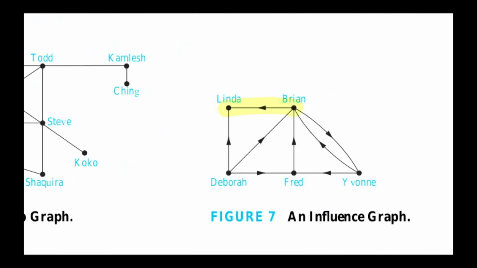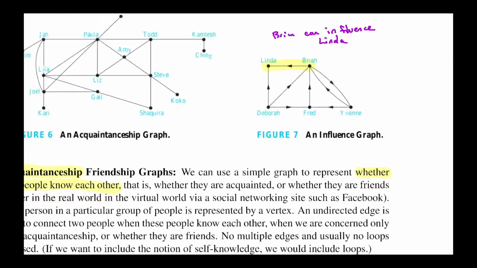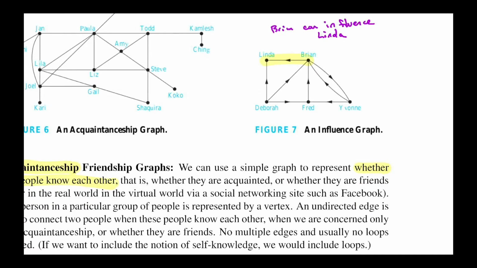You should be able to look at this graph and see this right here, and this tells you that Brian can influence Linda. And then down here, you've got Brian pointing at Yvonne and Yvonne pointing at Brian. So Brian influences Yvonne and Yvonne influences Brian. So you can have multiple edges where they both can influence each other. Okay. And that's an influence graph.